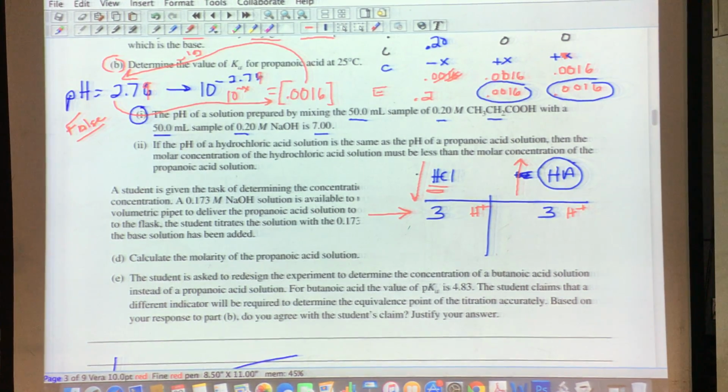So look at the question. If the pH is the same between the weak acid and the strong acid, then the molar concentration of the acid must be what?